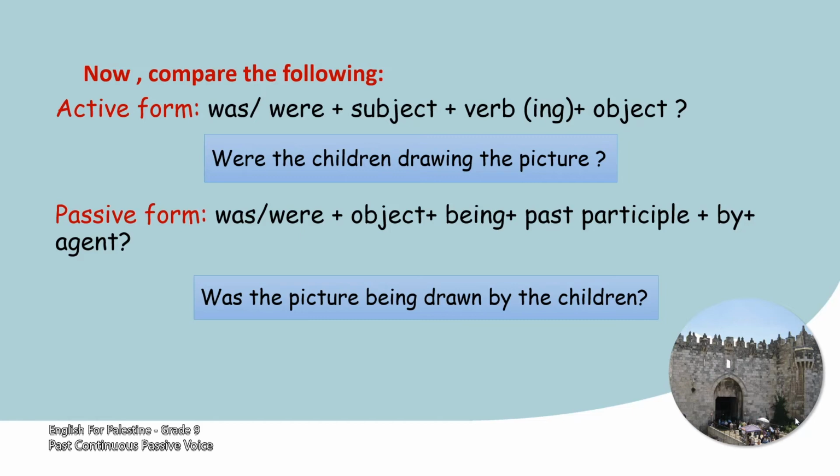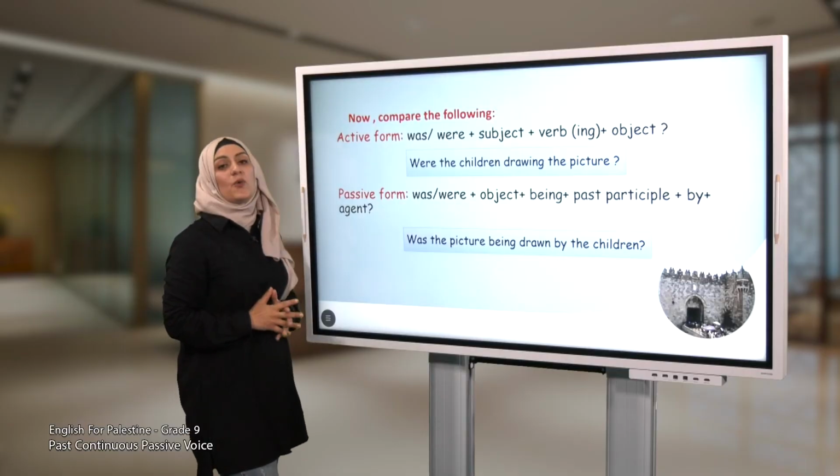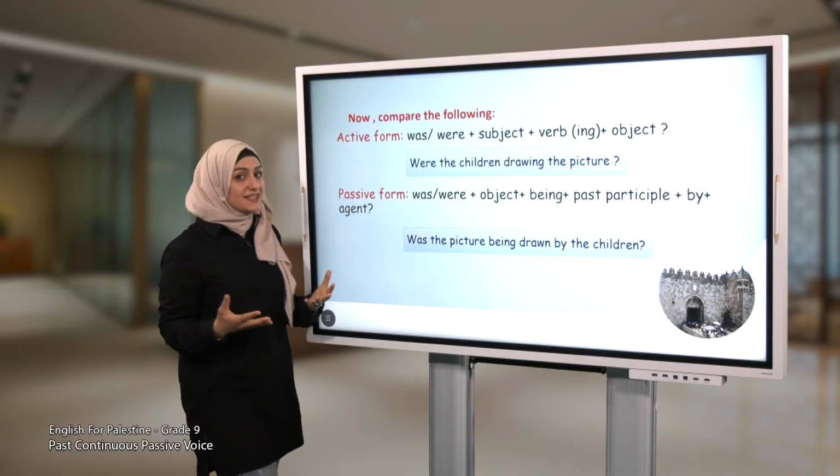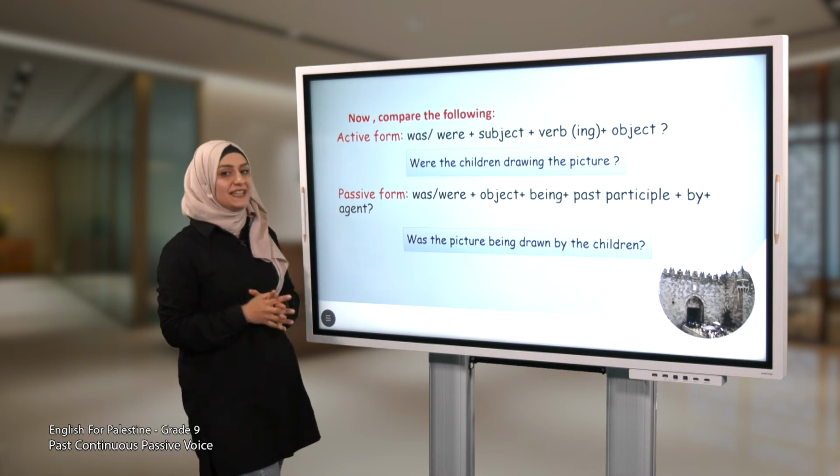First of all, we put the verb to be. Was the picture. This is the object, the picture. Was the picture being drawn? The verb 3 or the past participle. By the children. This is how we change questions, yes, no questions, into the passive voice.